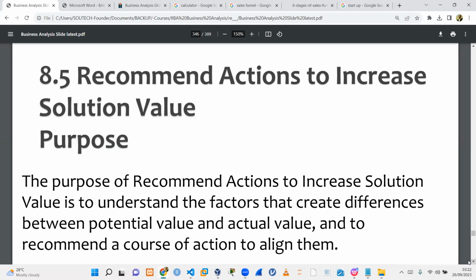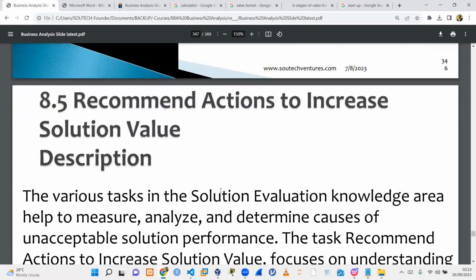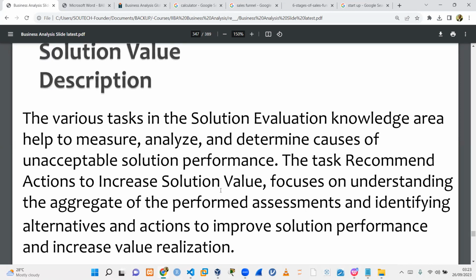So here you want to increase solution value. Then you want to see all the things that can create some form of difference, all the things that can increase the value, and see how to align everything together to have better value. It makes a lot of sense to spend less money and have better value. So various tasks in the solution knowledge area help to measure, analyze, and determine causes of unacceptable solution performance. The task recommend actions to increase solution value focuses on understanding the aggregate of the performance assessment, and identifying alternatives and actions to improve solution performance.